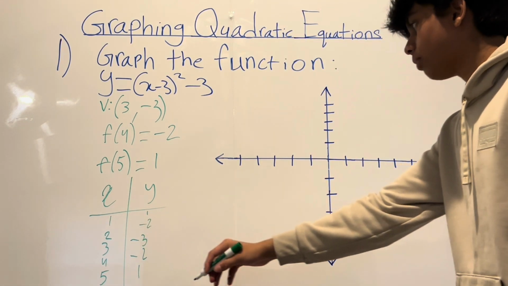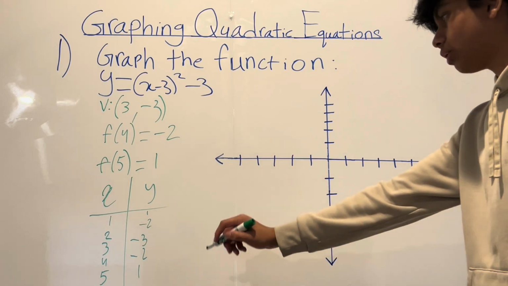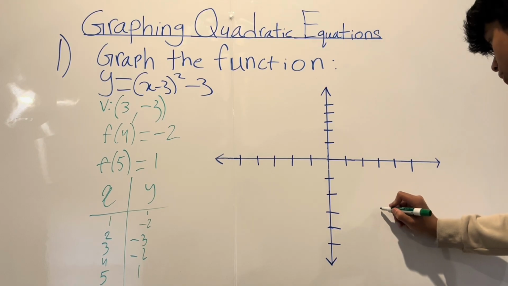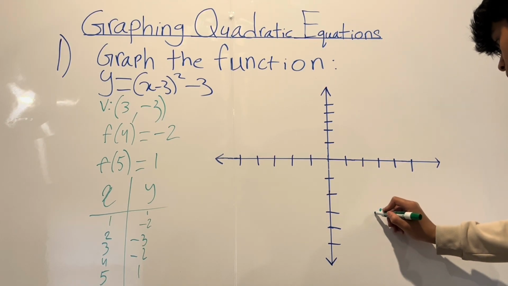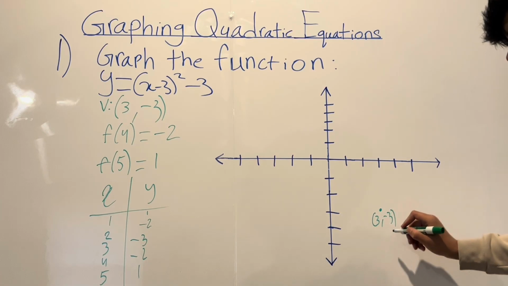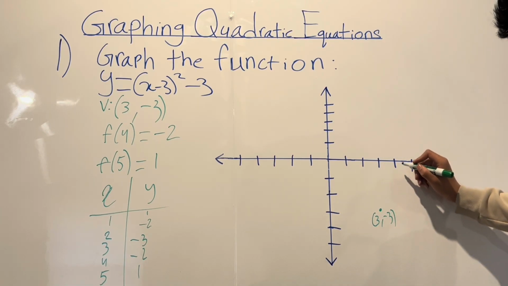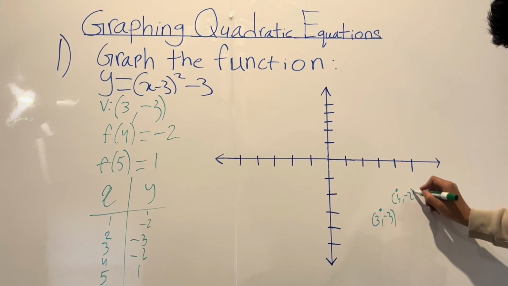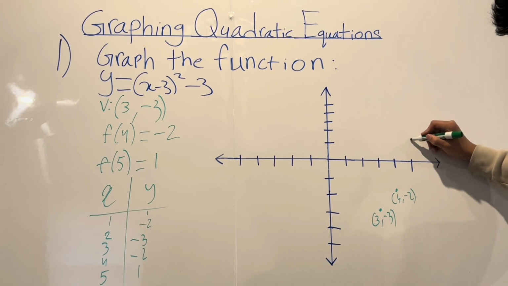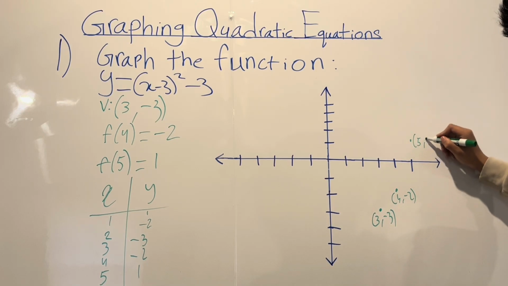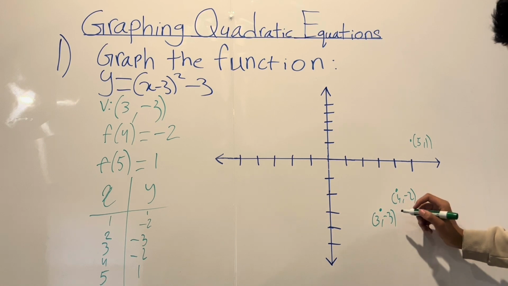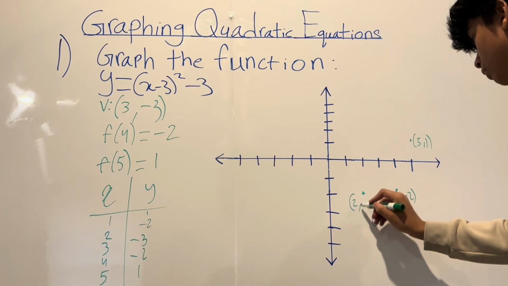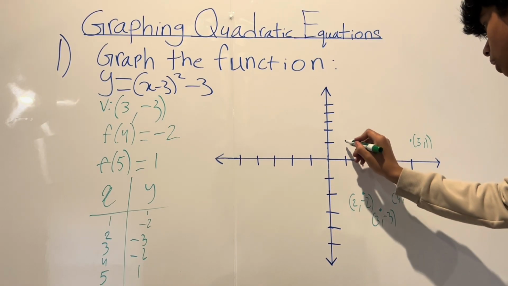Okay, now we have our 5 points that we can plot on the graph. So let's start with our vertex, which is 3 comma negative 3. So that's going to be right around over here. 3 comma negative 3. Let's label that. And then let's label our points to the right, which is 4 and negative 2. So it's going to be right here, 4 and negative 2. And then we have 5 comma 1. And on the left side, it's going to be exactly symmetrical. So it's going to be 2 comma negative 2. And then we have 1 comma 1.